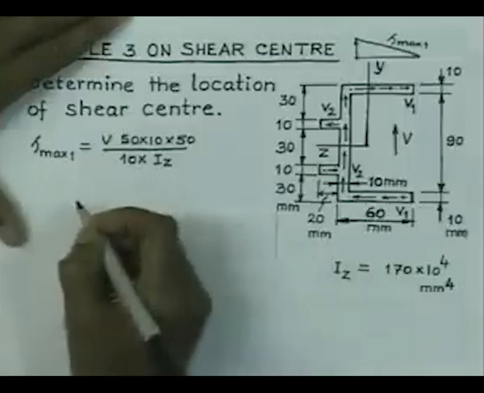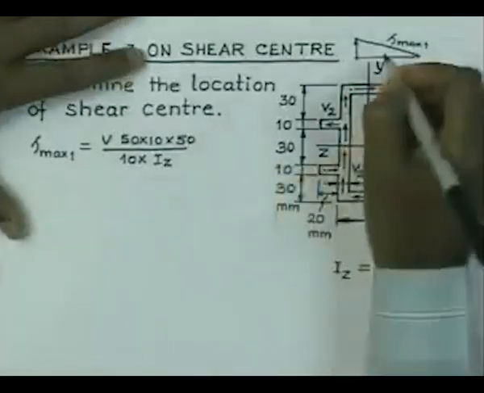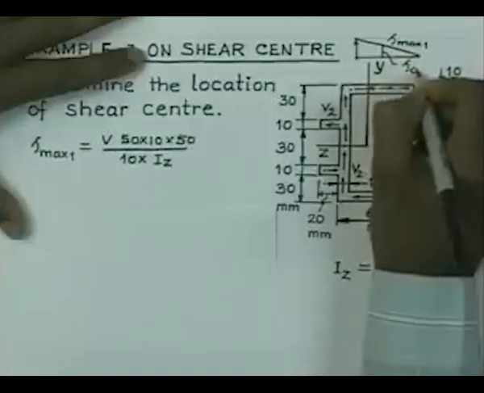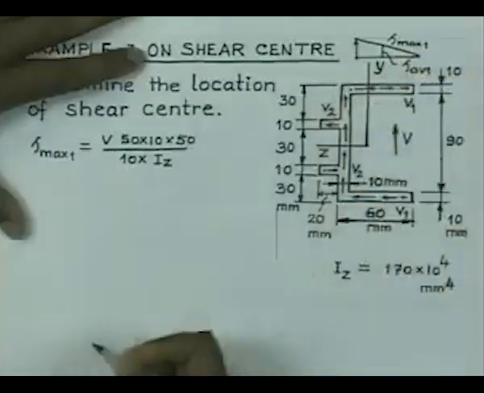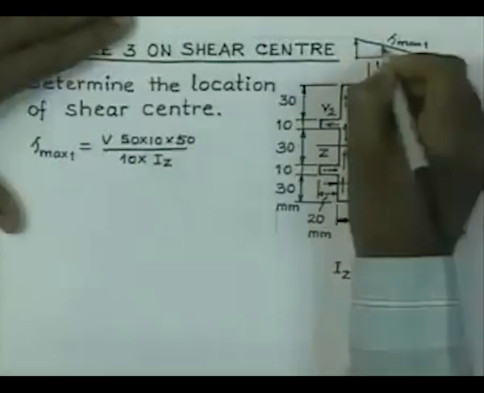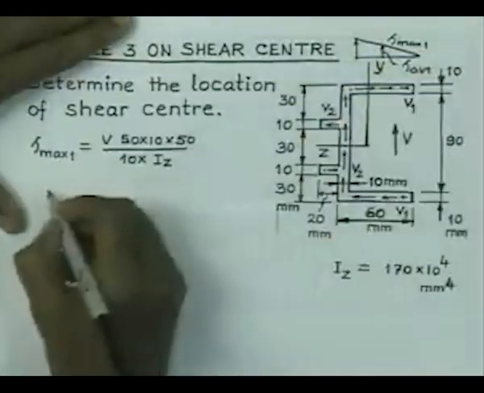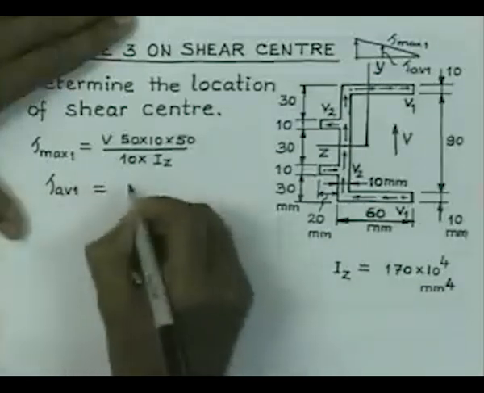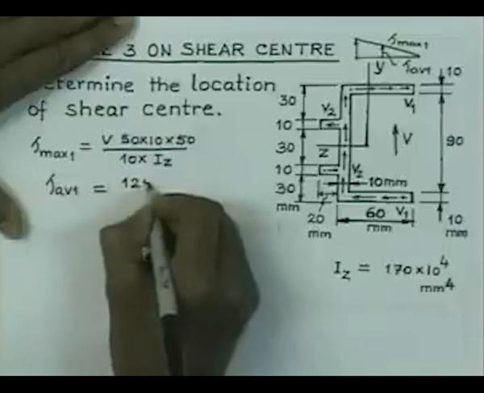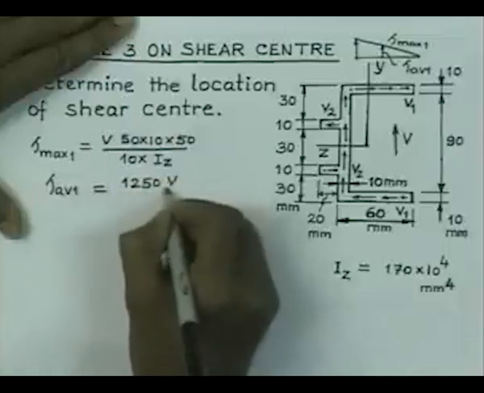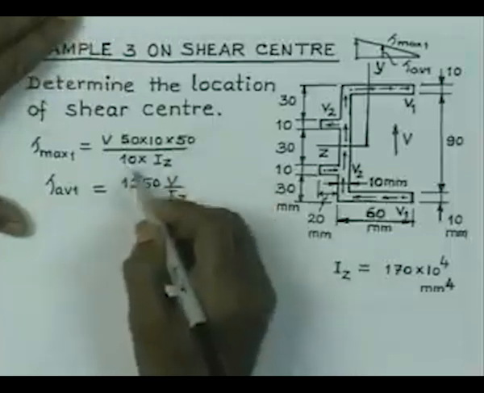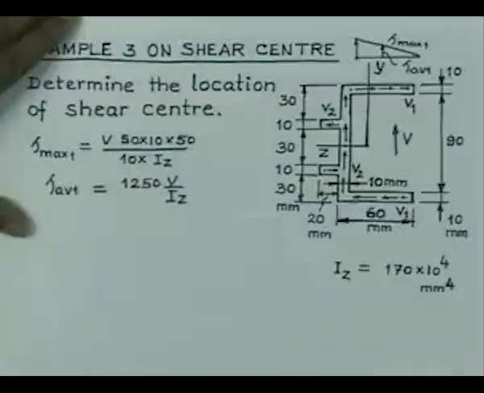So, this gives us the value, some value, and the average value which is going to be half of it. So, therefore, let us say this is the average value of the shear stress on this flange, and let us say that this is tau average is equal to half of this tau maximum, and it comes out to be 1250 V by I z, because it is 2500 V by I z, half of that is 1250 V by I z.